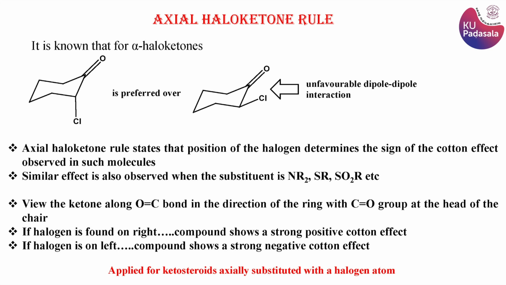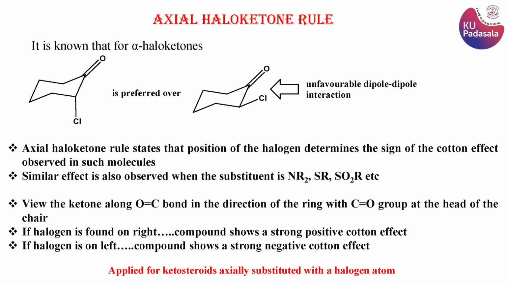So, if you view this axial alpha haloketone through the oxygen, as we have seen in the case of octant rule, if the halogen atom is seen at the right side, then you have a positive Cotton effect, whereas if the halogen atom is seen at the left side, then you have a negative Cotton effect. And this effect is also similar if the substituent is NR2, SR or SO2R instead of halogen.